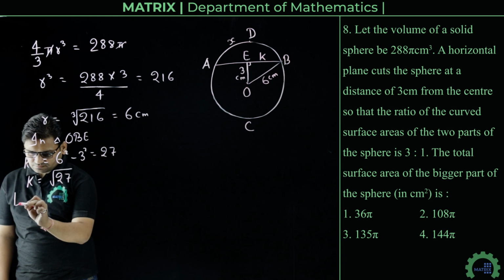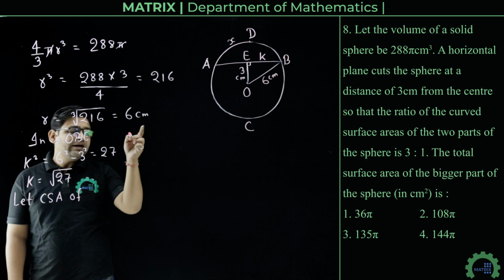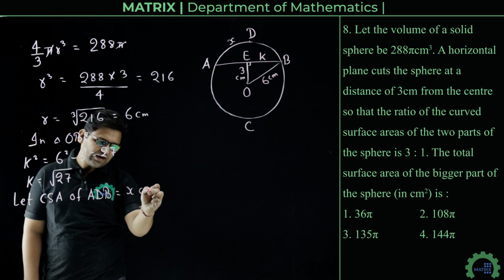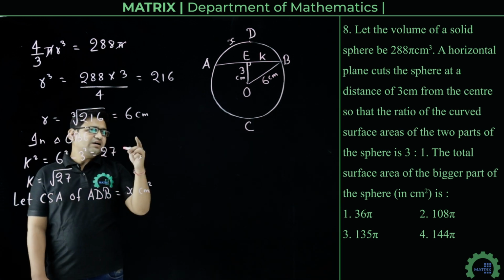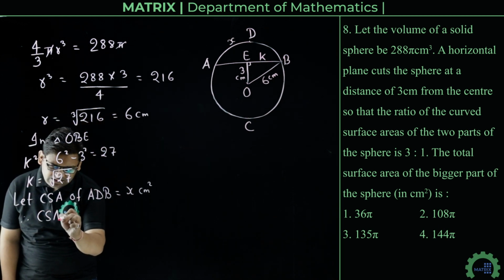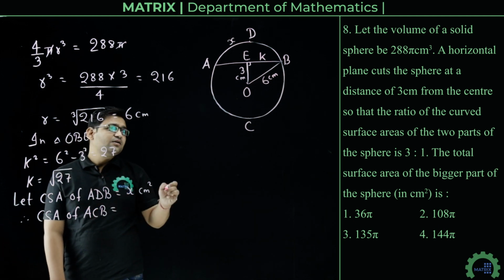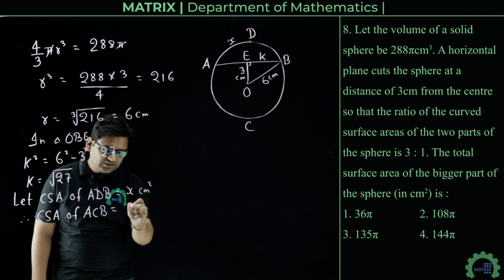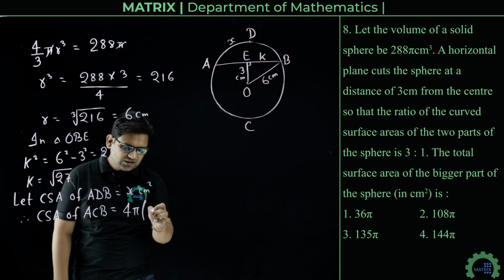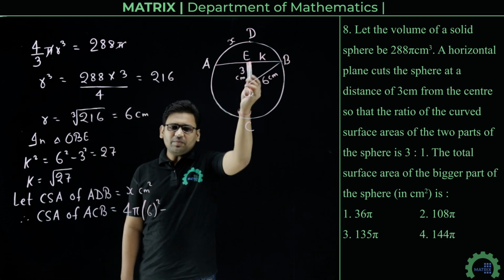So let's say the curved surface area of portion ADB is x centimeter square. So the curved surface area of portion ACB will be 4 pi r square minus x. 4 pi r square, where the radius of this sphere is 6 centimeter, so this is 4 pi into 6 square minus the curved surface area of the upper part, that is x.